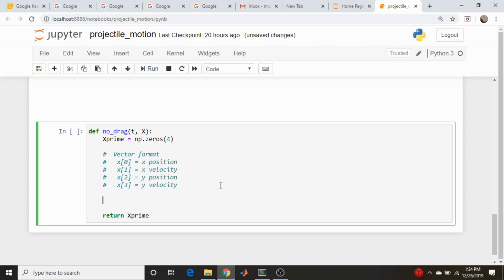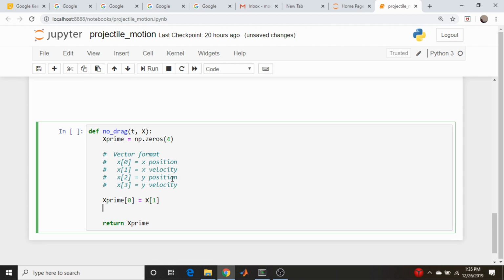So x prime 0 is going to equal, what is it going to equal? That's our velocity in the x direction, but that is defined here as the second component of this vector x. So it's going to be x1. Then x prime 1, because it starts at 0, is the derivative of velocity in the x direction, the acceleration in the x direction. That's equal to 0.